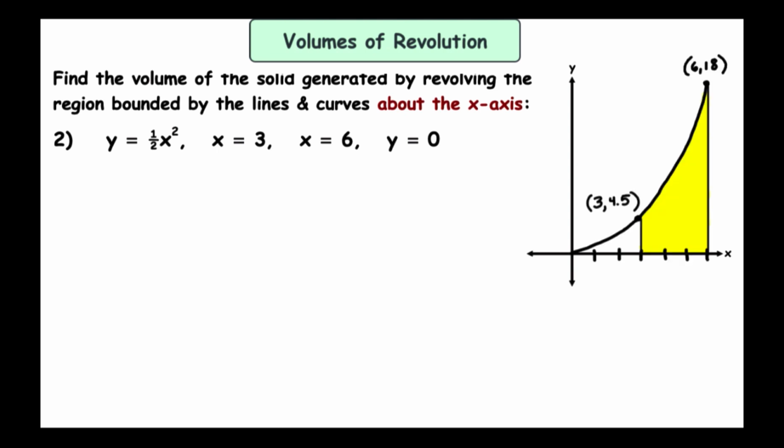Here it is, and I've also included the vertical lines x equals 3 and x equals 6 as part of my boundaries. Y equals 0 is the x-axis. And we're going to revolve this around the x-axis. So this thing's going to go around like so. It's going to superimpose on the other side of the x-axis.